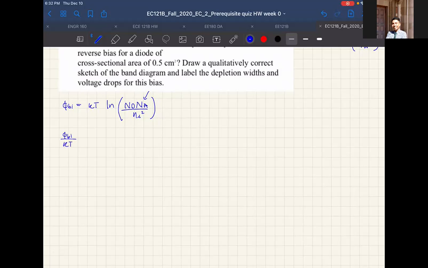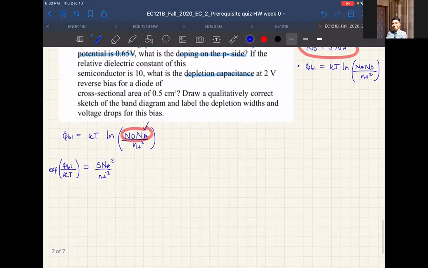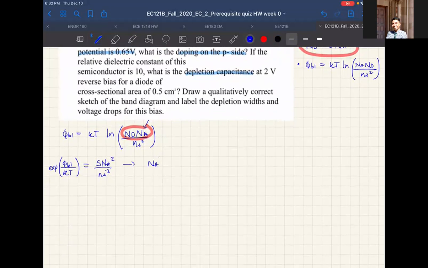So it'd be q times the built-in potential over kT. We can take the exponent of that. And if we replace this in here, we will get Na squared over Ni squared. Okay. And then from that, you can solve for Na squared. It's going to be Ni squared times the exponential of the built-in potential over kT, right? Yeah.